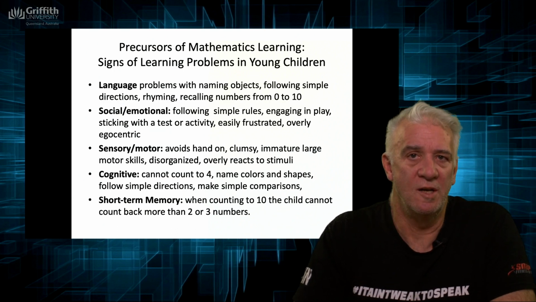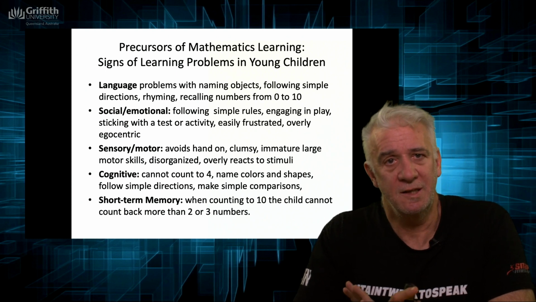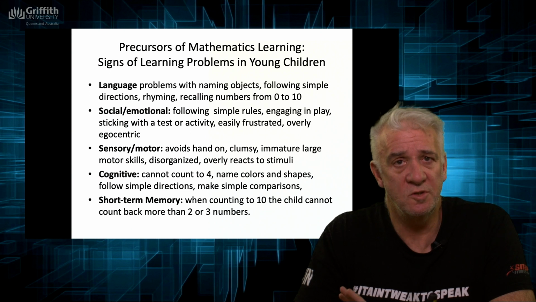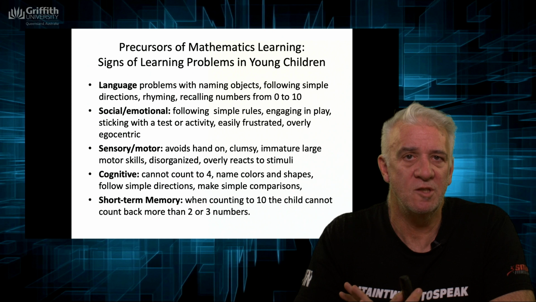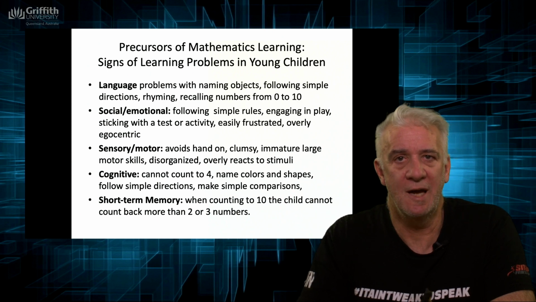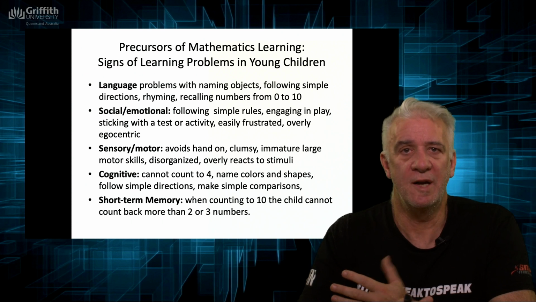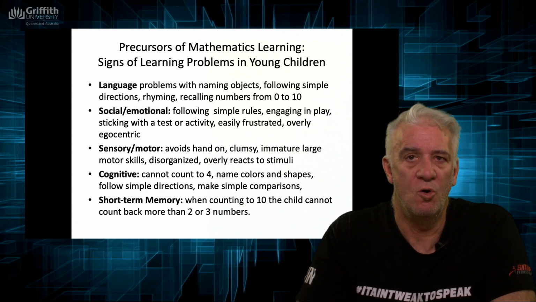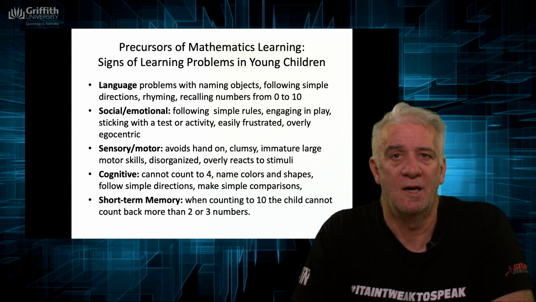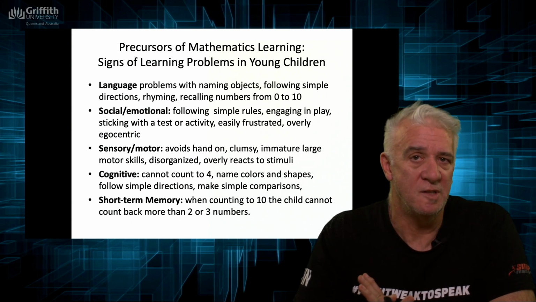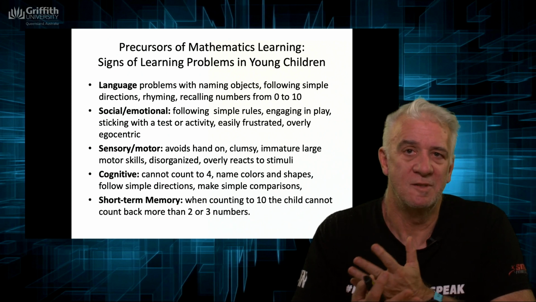So here's some of the signs of learning problems for young children you might encounter. And again, we can't give you a recipe or an exhaustive list here because kids are different wherever they're from. But if they've got language problems, you might notice that they have troubles naming objects or simple directions, or they can't recall the numbers from 0 to 10, or they might give them names that aren't quite right. For numbers, instead of saying 4, they might say 4th or some other thing like that.